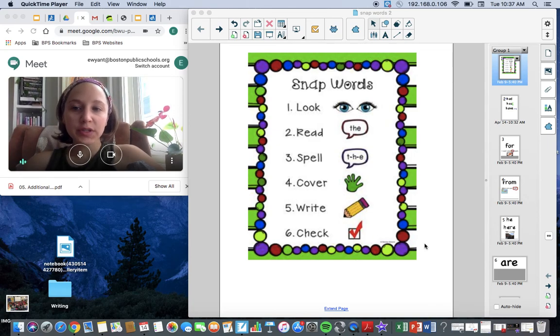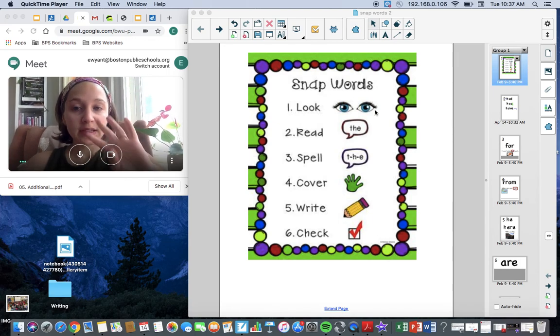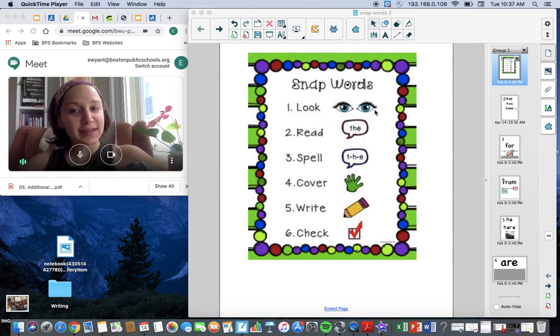Of course, we're going to go through the snap word steps. Step 1, look at the word. Step 2, I'll point, you read. Step 3, we'll cheer and spell. Step 4, cover it up. Step 5, you will write the word. Step 6, you'll check your work. And then, of course, you'll practice these words all week.